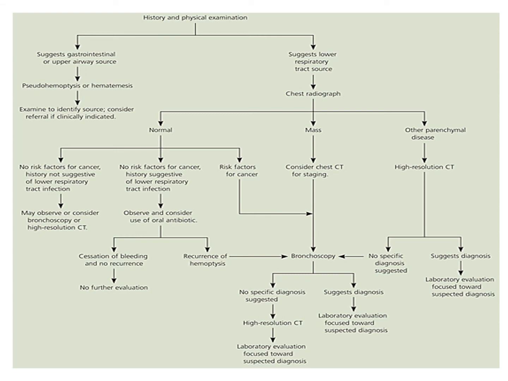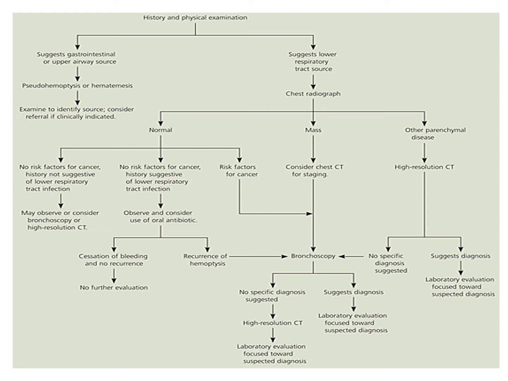But if you suggest that hemoptysis is a bleeding from below the vocal cords, it is true hemoptysis, do chest x-ray. Chest x-ray may have one of three possibilities. It may be normal, have a mass, or other parenchymal diseases. If the chest x-ray is normal and your patient has no risk factor for cancer, the history not suggestive of lower respiratory tract infection, please observe your patient. Or you may consider bronchoscopy or high resolution CT.